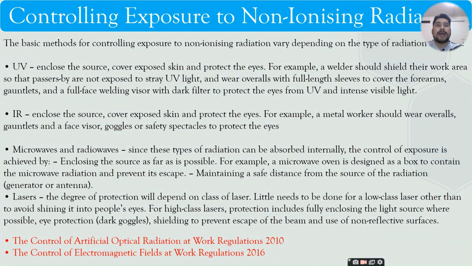Controlling exposure to non-ionizing radiation. How can we control exposure to non-ionizing radiation for workers? For ultraviolet rays, enclose the source, cover exposed skin, and protect the eyes. For example, a welder should shield their work area so that passers-by are not exposed to ultraviolet rays.